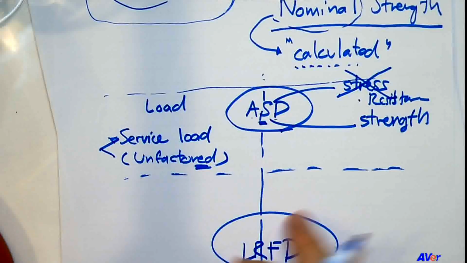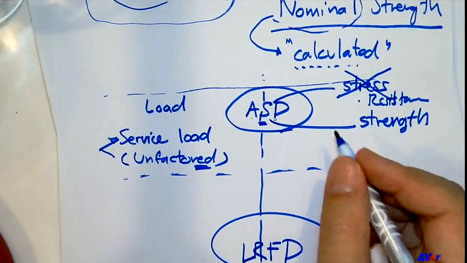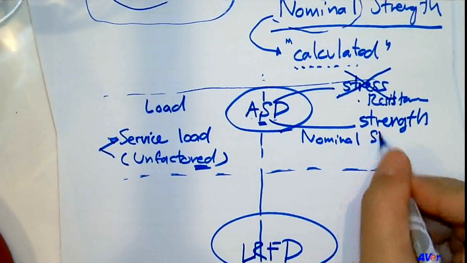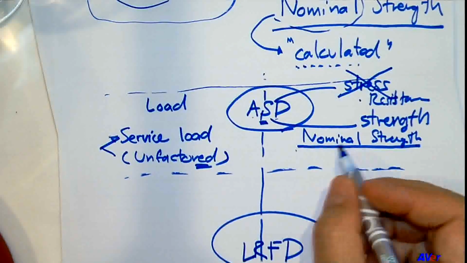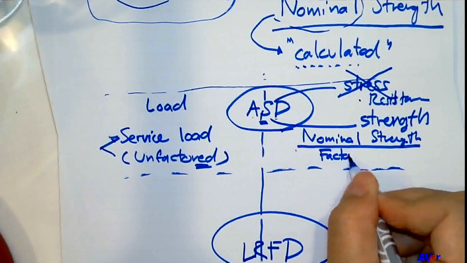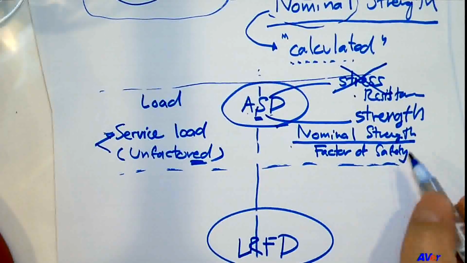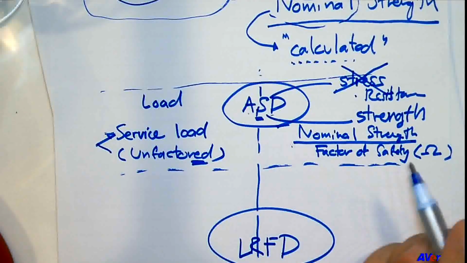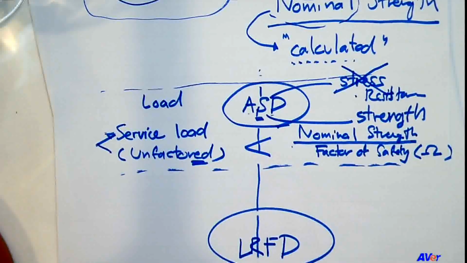And on the strength side, we will use the nominal strength, which is the strength that you can calculate from the formulas. But we cannot use it right away, so we're going to use the nominal strength and then divide it by the factor of safety, or omega. And you compare this and make sure that, again, the nominal strength divided by the factor of safety is greater than the combination of the service load.